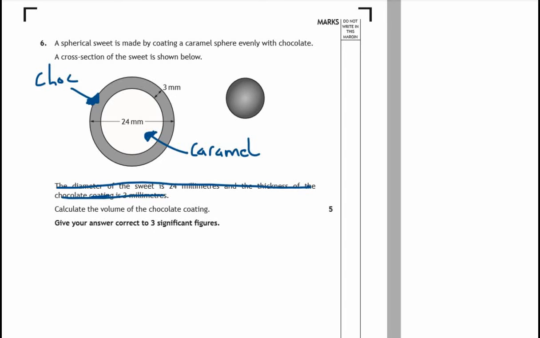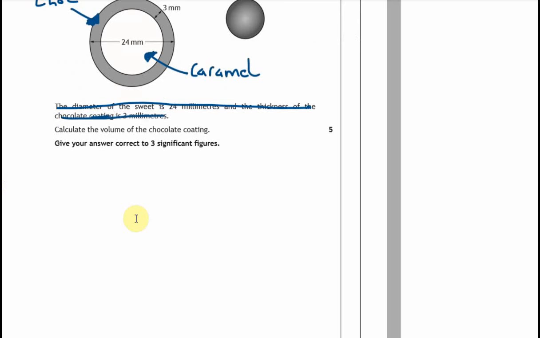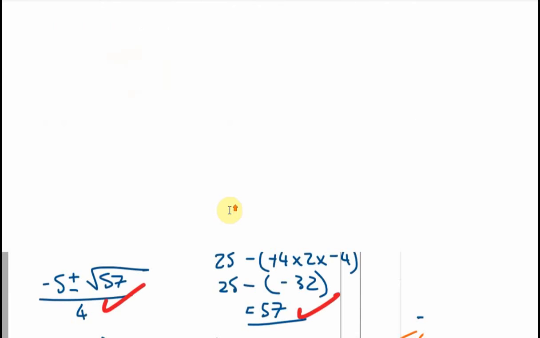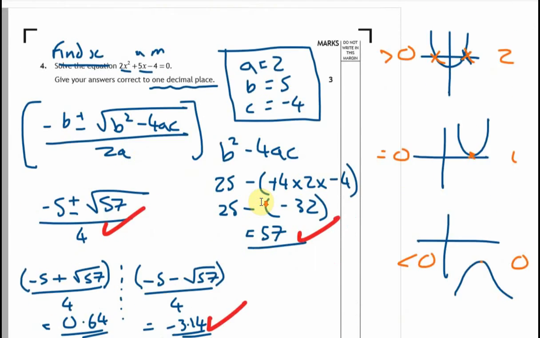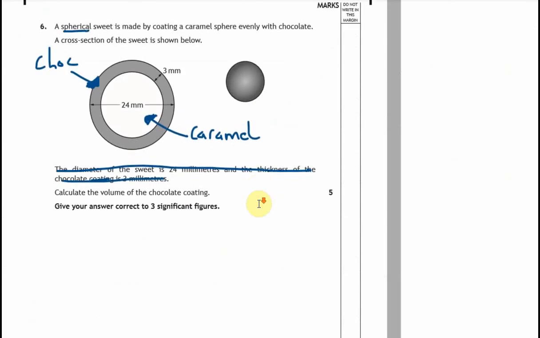Now, if they never gave you a diagram, you'd be forgiven for thinking, what's going on here? But they do show you a sphere, and they use the word spherical. So that should get you thinking, how do I work out volumes of spheres? Well, front page. Here we go. Volume of a sphere, 4/3 pi r cubed. Again, you see spheres, you should think that instantly.